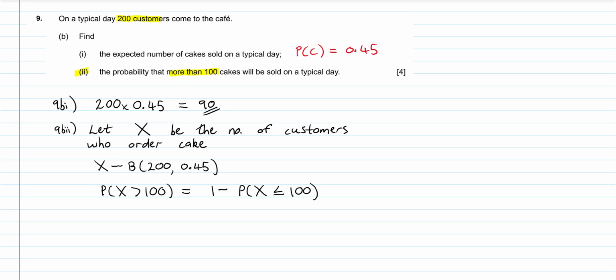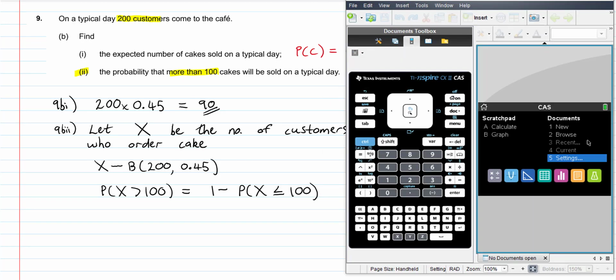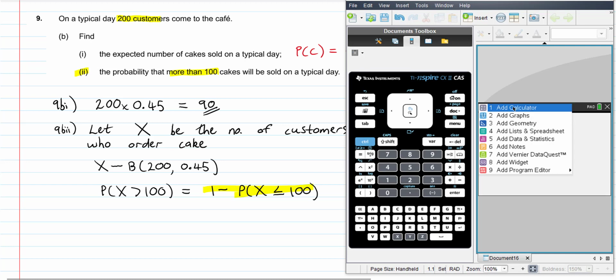And we can use our calculator to solve this. So we'll bring up our calculator, and then we just need to plug our expression in and work that out, and then we'll have our answer. So we'll just bring up a new calculator.